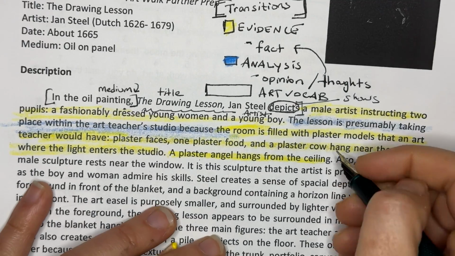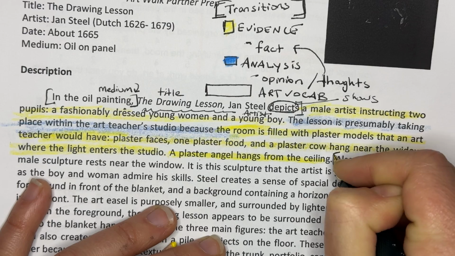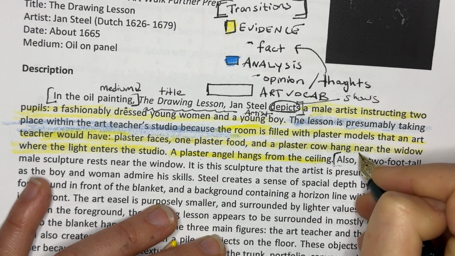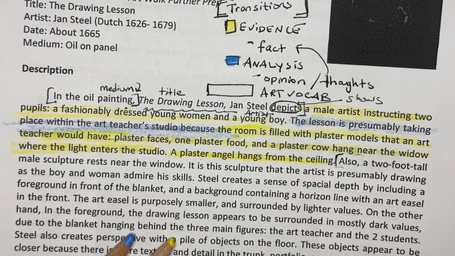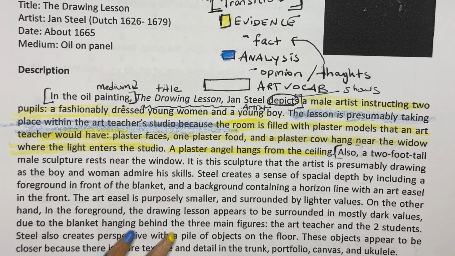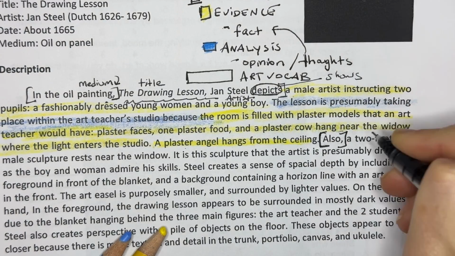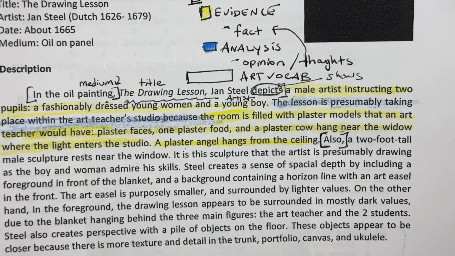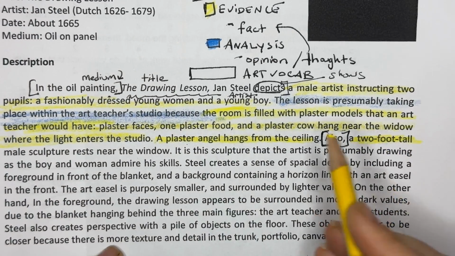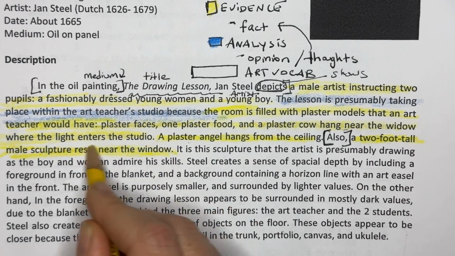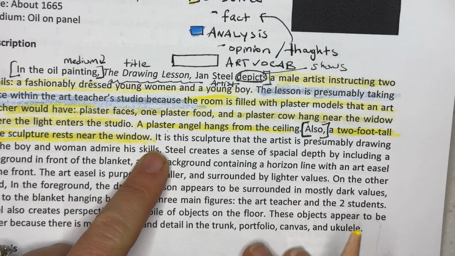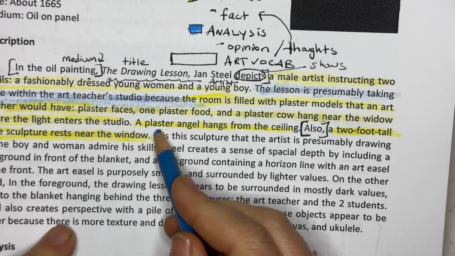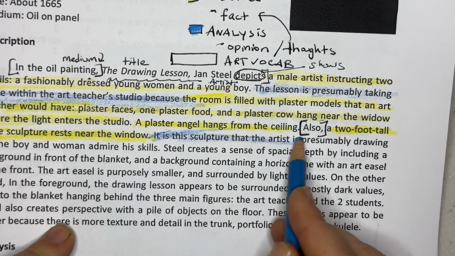"Also," okay, so this is a transition, like "additionally." I am out of ink, guys. "Also, a 2-foot tall male sculpture rests near the window. It is this sculpture that the artist is presumably drawing." Now, this is an opinion. We don't know for sure. So you're starting to interpret here as you describe.